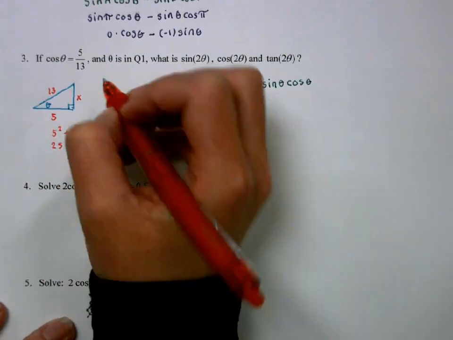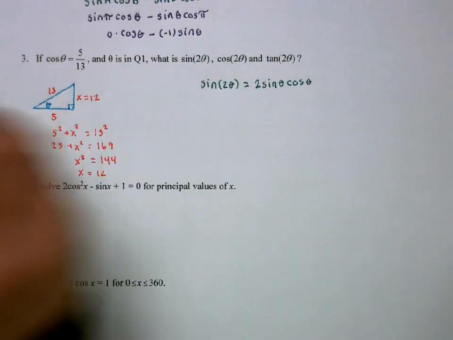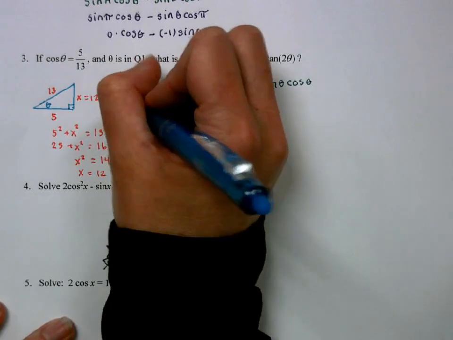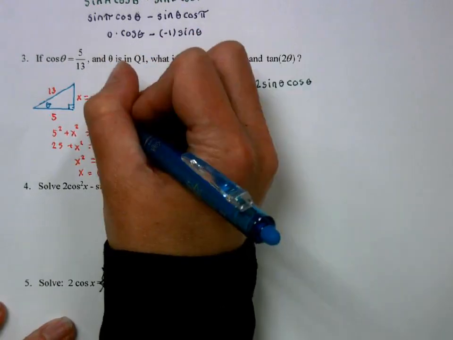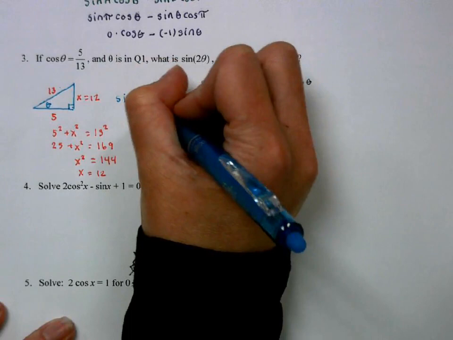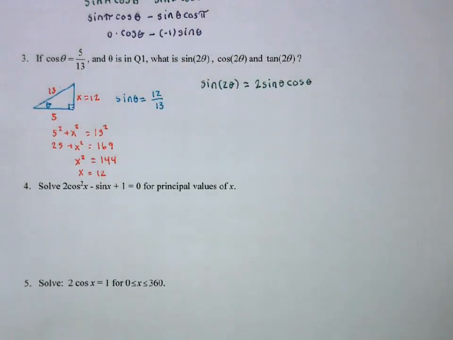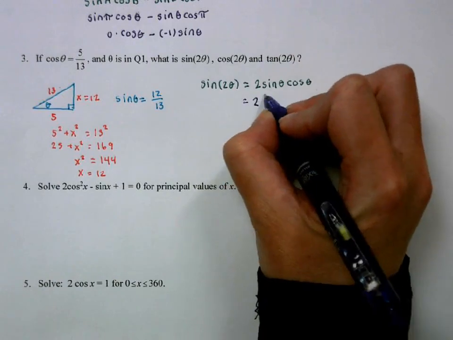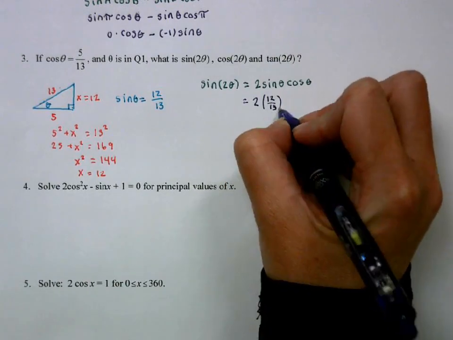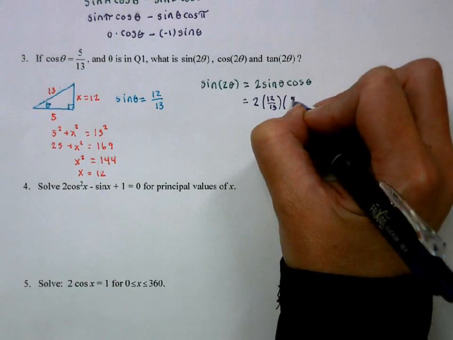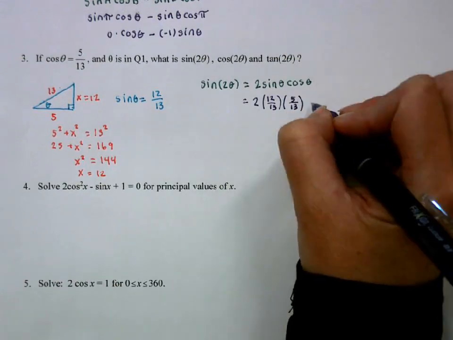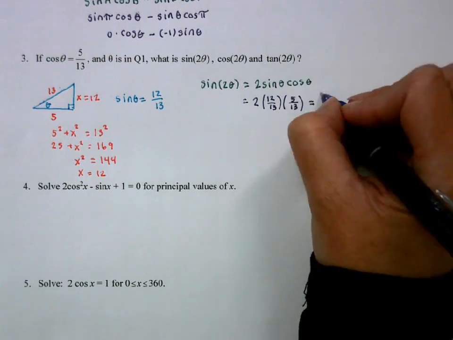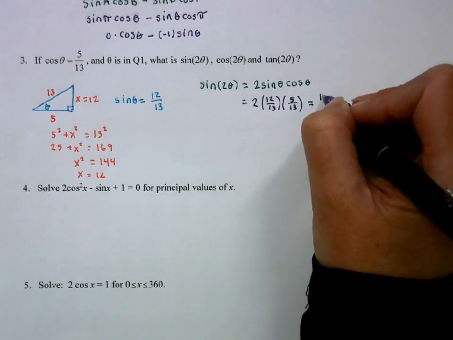So my new piece of information is that sine of theta is going to be opposite over hypotenuse, so 12 over 13. So now we just put those in here. Sine is 12 over 13. Cosine is 5 over 13. So 2 times 5 is 10, so we get 120 over 169.